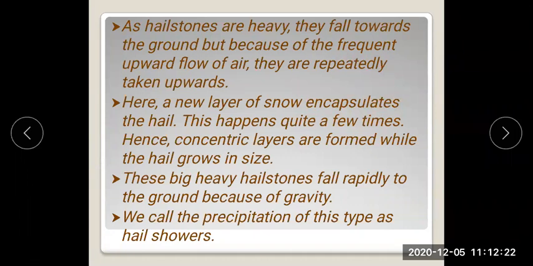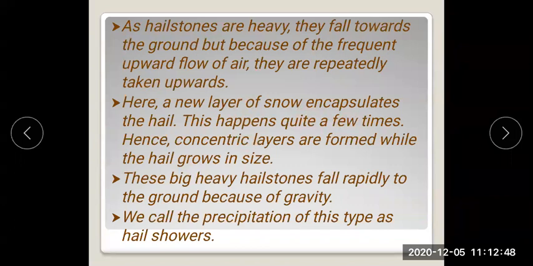When the hailstones repeatedly fall down, you can see concentric layers are formed over there. This happens quite a few times. Hence, concentric layers are formed while the hail grows in size. When there is a continuous flow of hailstones on the ground, students, you can see big hailstones over there.